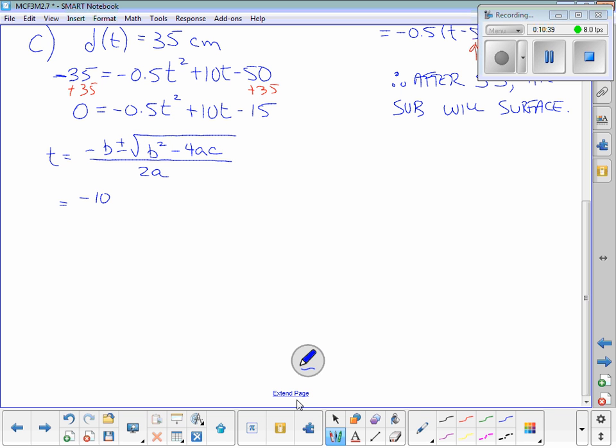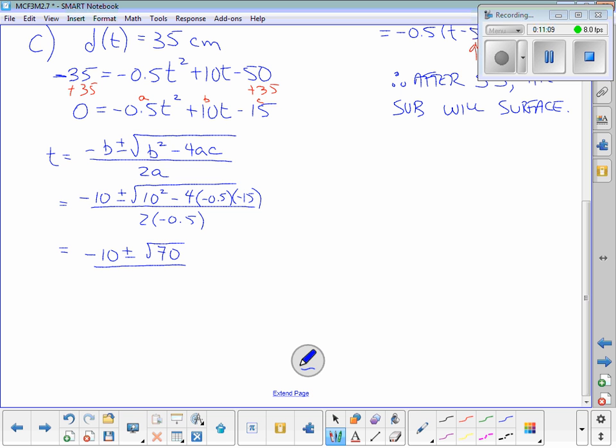So negative 10, that's my b value. Just as a refresher from the first unit, a, b, and c. Plus or minus the square root of 10 squared minus 4 times negative 0.5 times negative 15, divided by 2 times negative 0.5. So negative 10 plus or minus. Inside the square root sign, I've already done the calculation. It's 70, so square root of 70 over negative 1. Running that through our calculator, we're going to get negative 10 plus square root of 70 divided by negative 1. So it'll be 1.6 seconds.